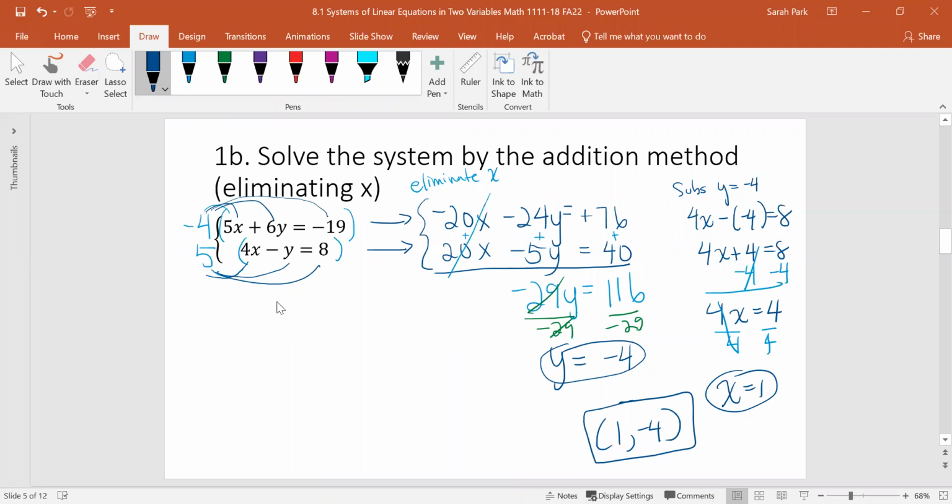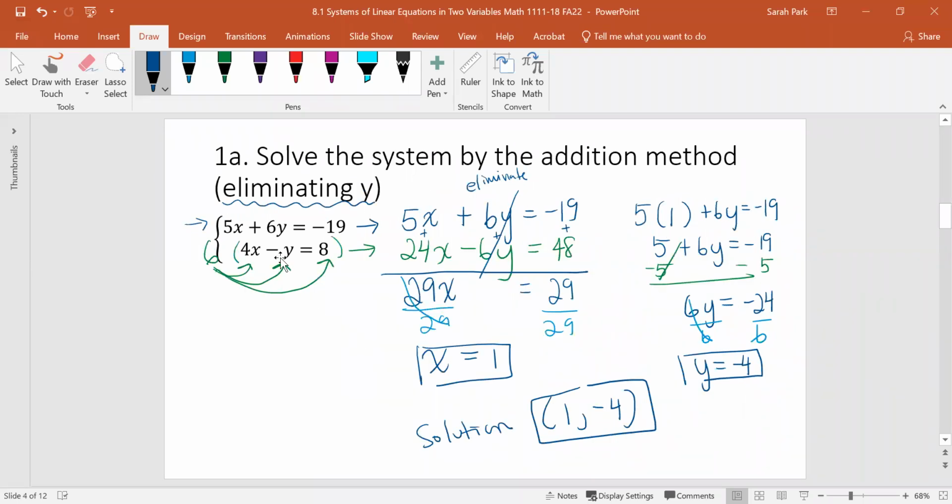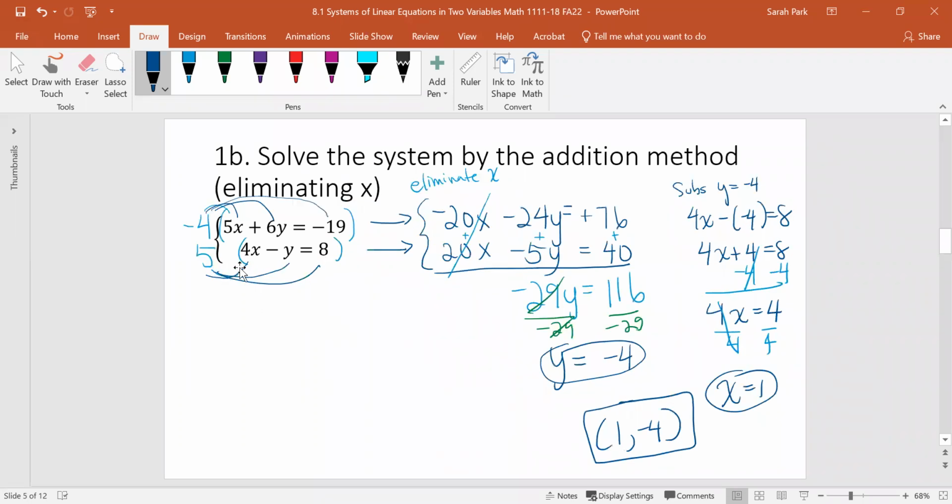Okay, so it really doesn't matter whether you eliminated the x or the y. In this case, it was easier to eliminate the y because this bottom one, we only had to multiply the bottom to get rid of the y's, but eliminating the x is fine. Some of you may wonder, can you multiply the top equation by positive 4 and the bottom equation by negative 5? Yes, you can also do it that way as well, and you'll end up with the same solution.